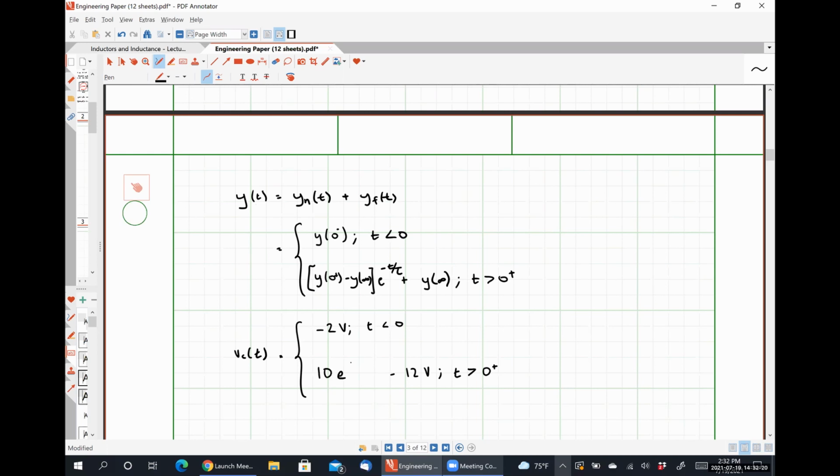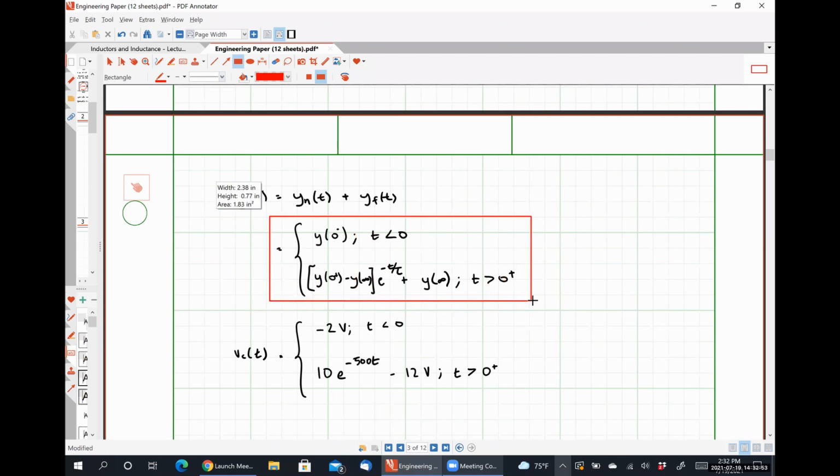So 10 e to the minus 500t. Now at t equal to 0, the value of the capacitor voltage is -2 volts when we approach from the left and -2 volts when we approach from the right. So we're left with a continuous function. This generic expression here, let me put a box around it, is what we will use whenever there is a source left in the circuit.